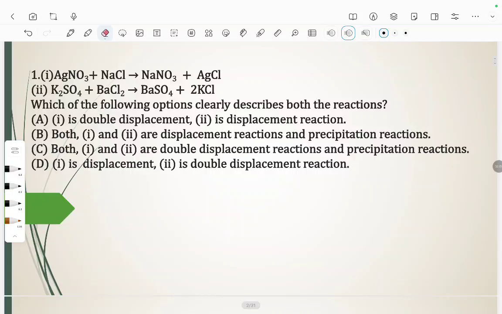So there is an equation given to you. Silver nitrate and sodium chloride react to form sodium nitrate and silver chloride. In the second reaction, it's given potassium sulfate and barium chloride, which gives barium sulfate and potassium chloride. There are some options given to you, and on the basis of these options, you have to choose the correct option. Which of the following options clearly describes both the reactions? One is double displacement, second is displacement reaction.